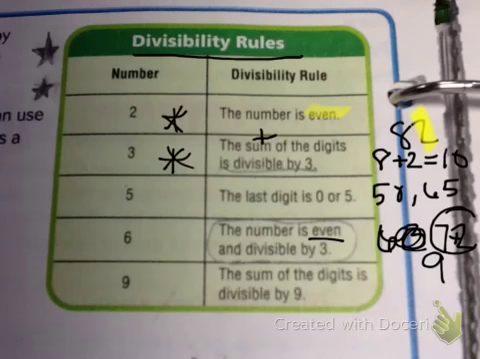And last but not least, the 9 divisibility rule is very similar to the 3. So actually 72 would be divisible by 9 too, because 9 divided by 9 is 1. So that would work too.